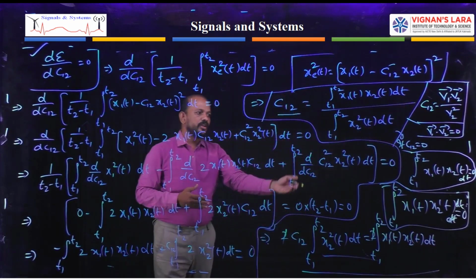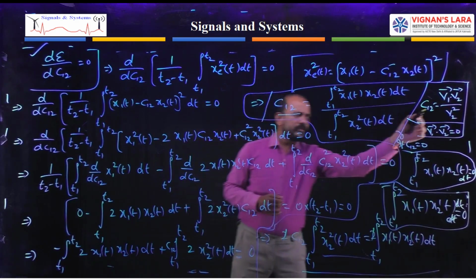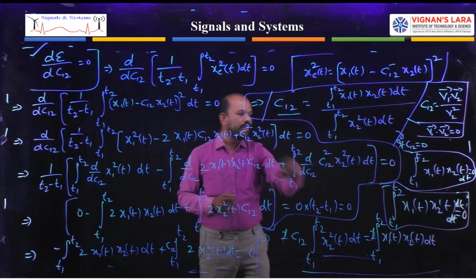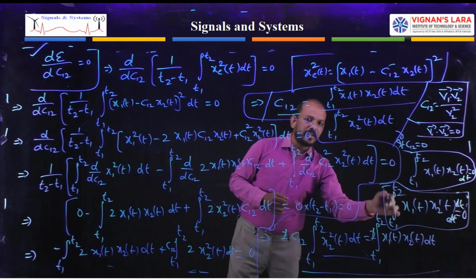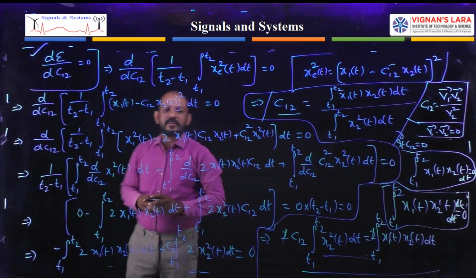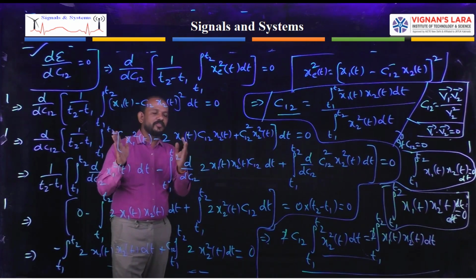Finally I found the value of C12, equated the C12 for signals with the C12 for vectors, and concluded with two statements. If the dot product of two vectors is 0, then the vectors are orthogonal, and if the integration of the product of the two signals is 0 over the given interval, then the two signals are orthogonal. So I concluded this and went through the analogies of vectors and signals.